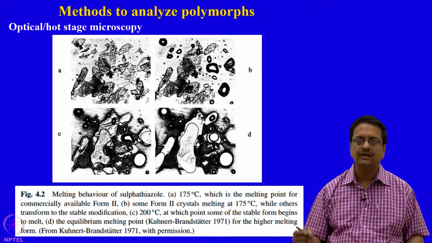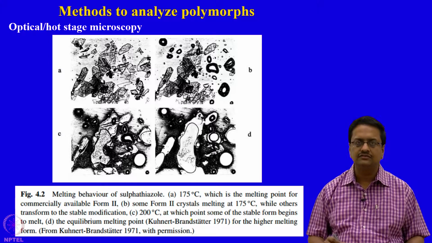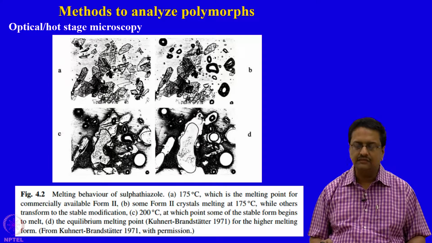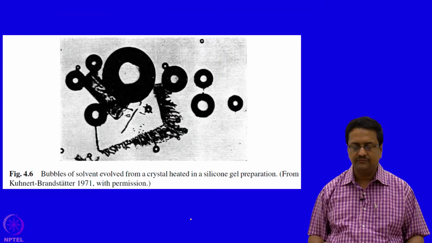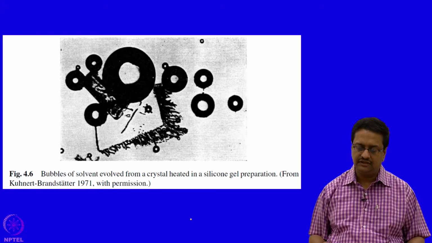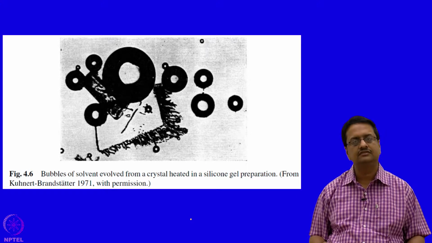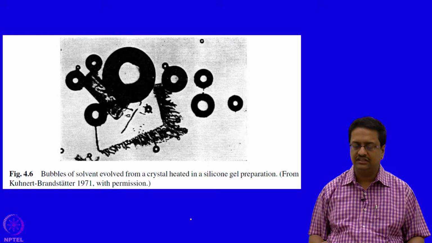Slowly, under the microscope, we can observe different phenomena happening at different temperatures, which can also simultaneously be followed using differential scanning calorimetry. These figures have been adopted from the book by Joel Bernstein, where they were taken from different literature as indicated at the bottom. Here we can see that some solvent bubbles evolve out from a crystal heated under hot stage microscopy. So, if we have any solvent in crystalline phases and on heating that solvent evaporates, we can identify that solvent loss under hot stage microscopy as well.